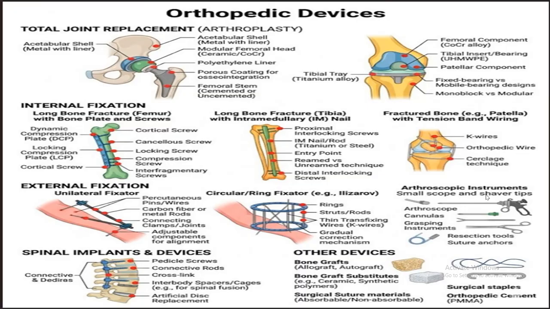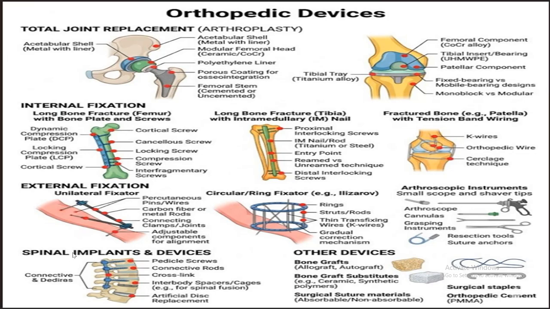Next we have arthroscopic instruments. Mostly we will use these arthroscopic instruments for arthroscopy procedures. So what are those common? Arthroscope, cannulas, grasping instruments and resection tools, and suture anchors for fixation of fractures or any type of orthopedic components. So like that we need to understand here.